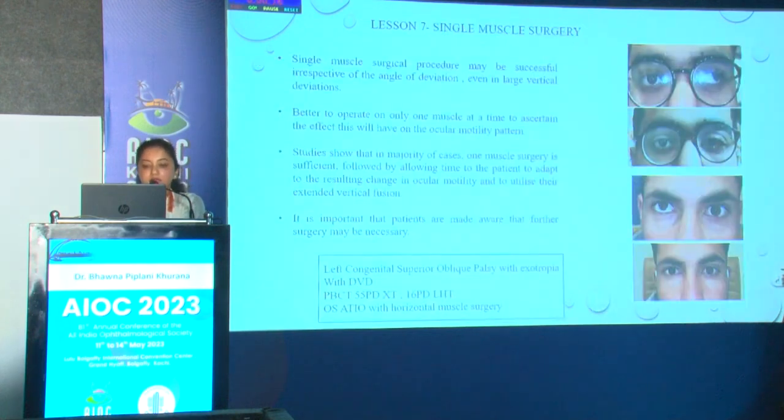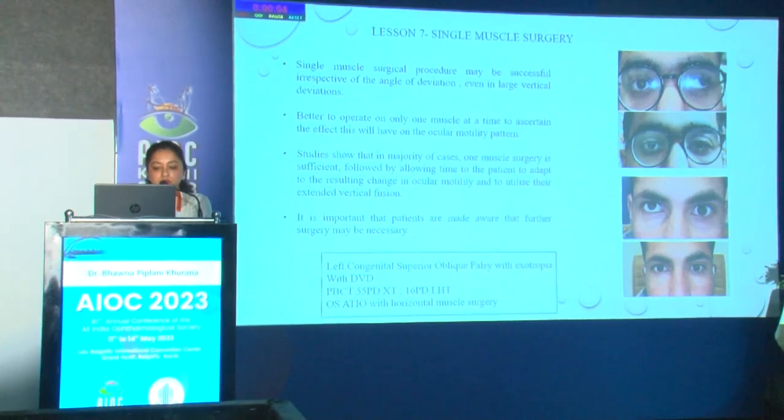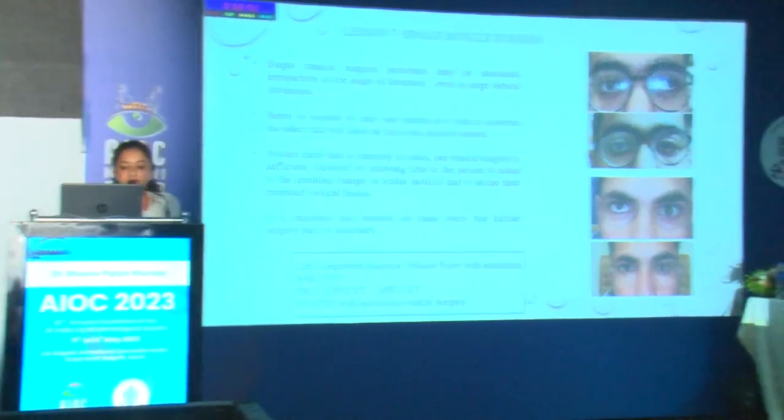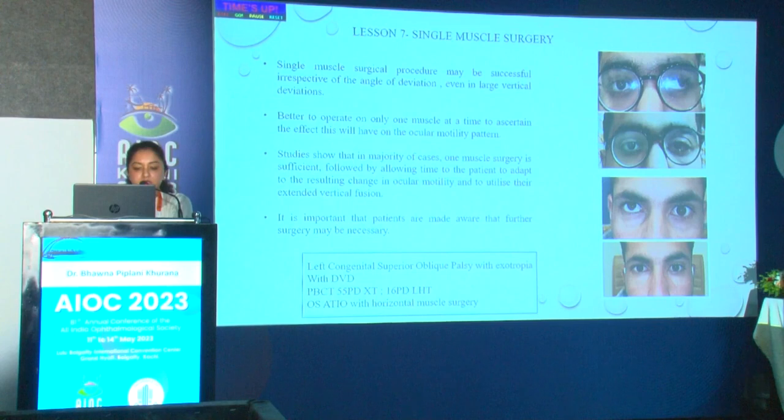Lesson number 7, single muscle surgery might suffice in a lot of cases. It may be successful irrespective of angle of deviation, even in large vertical deviations. So it might be better to operate on only one muscle at a time to ascertain the effect this will have on the ocular motility pattern. Studies have shown that in the majority of cases, one muscle surgery is sufficient.